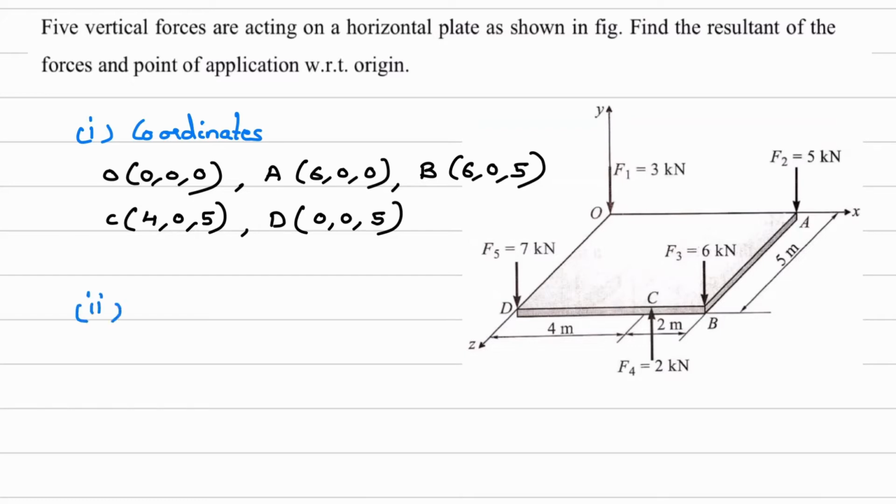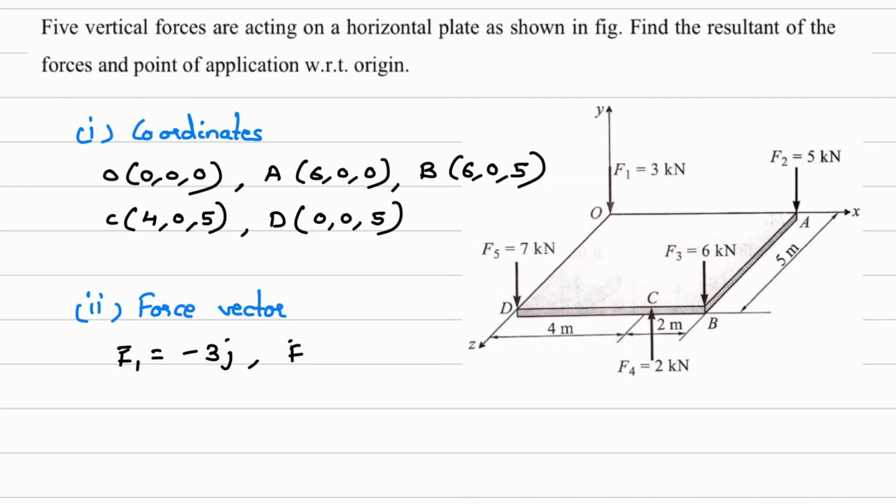Second, we will write down force vectors. Now in this case, a parallel system, writing the force vector is very easy because all the forces are acting either in downward direction or upward direction. So I is not there, K is not there, only J is there. So directly we can write down the value of that vector. What will be the F1 vector? It is acting in downward direction, and this is Y. So it will be minus 3J.